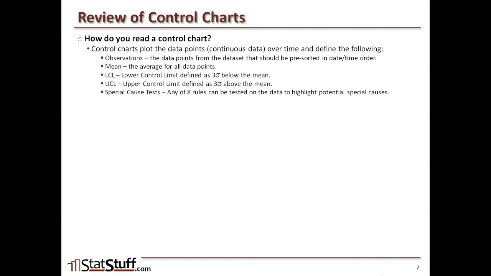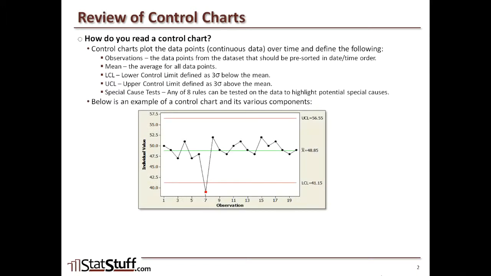Also, it would include any special cause tests, which could be any of 8 different rules that could be predefined to help identify any potential special causes in the data. So just as a way of illustration, we can look at a particular control chart example, which tends to be similar for most of the control charts that we'll be looking at. First, within this control chart, you can see that all the observation points are being highlighted here. We can see that there are 20 different observations that should be reflected here in time, like a date and time order, starting from the left all the way to the right.